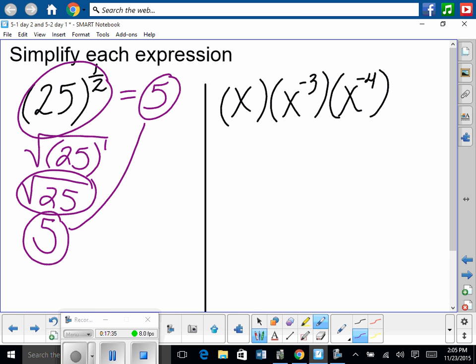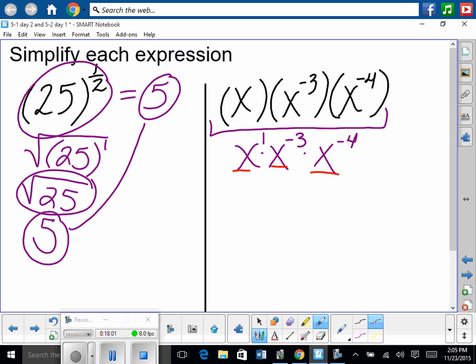What about this one? Okay, look at this one. We have a bunch of parentheses. Do you see any addition signs? No? So we're just multiplying? So can't we just drop off the parentheses? So we have x times x to the negative 3 times x to the negative 4. Do not make the comment, oh, no exponent. There is. What's the exponent? 1. When you multiply the same base, you add your exponents. Negative 4 plus negative 3, negative 7 plus 1. X to the negative 6.